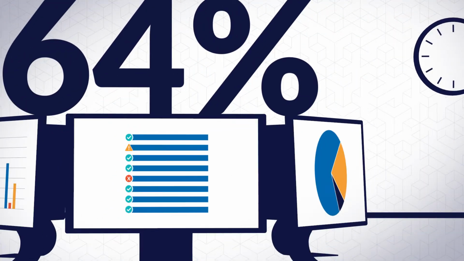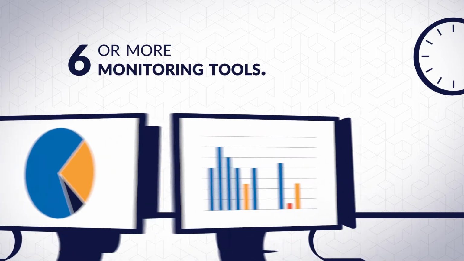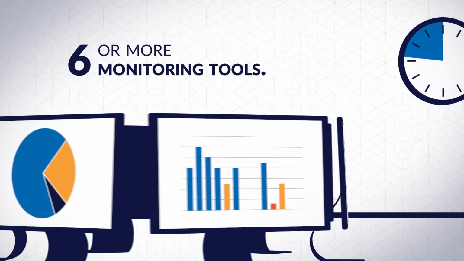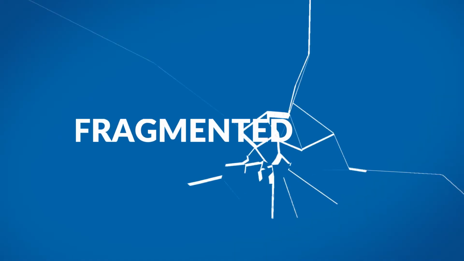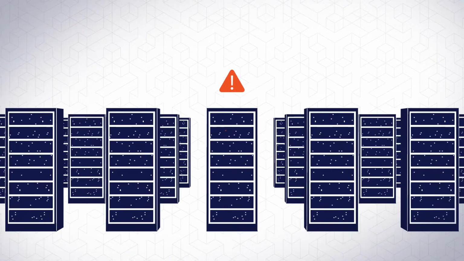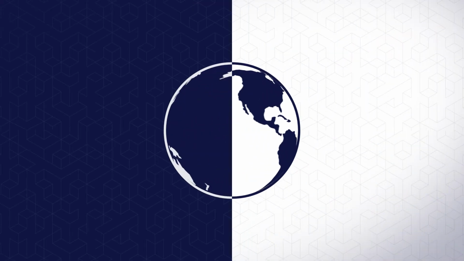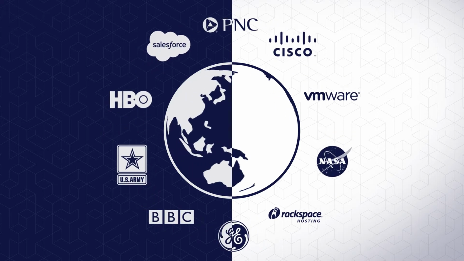With 64% of today's businesses relying on 6 or more monitoring tools, IT professionals must spend countless hours digging through mountains of fragmented data to find the source of outages or service disruptions, but never seeing the big picture. So how are the IT departments of some of the world's largest companies solving this problem?